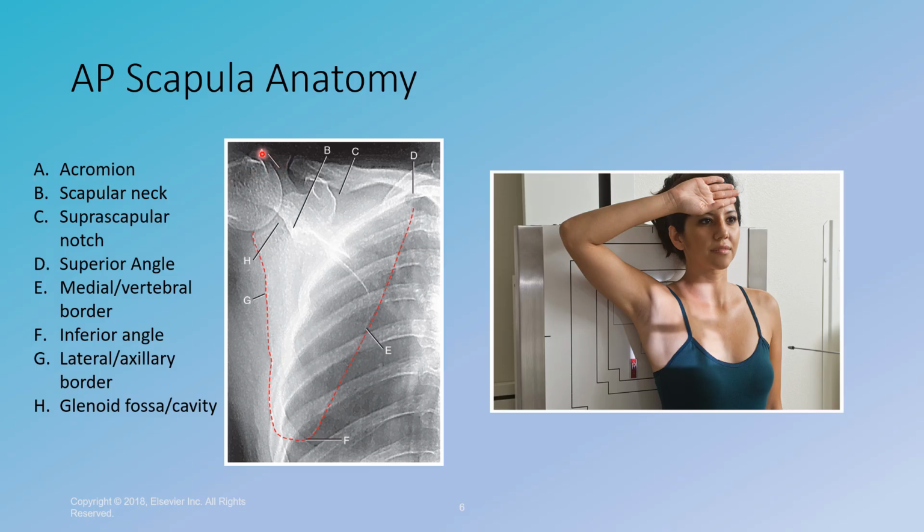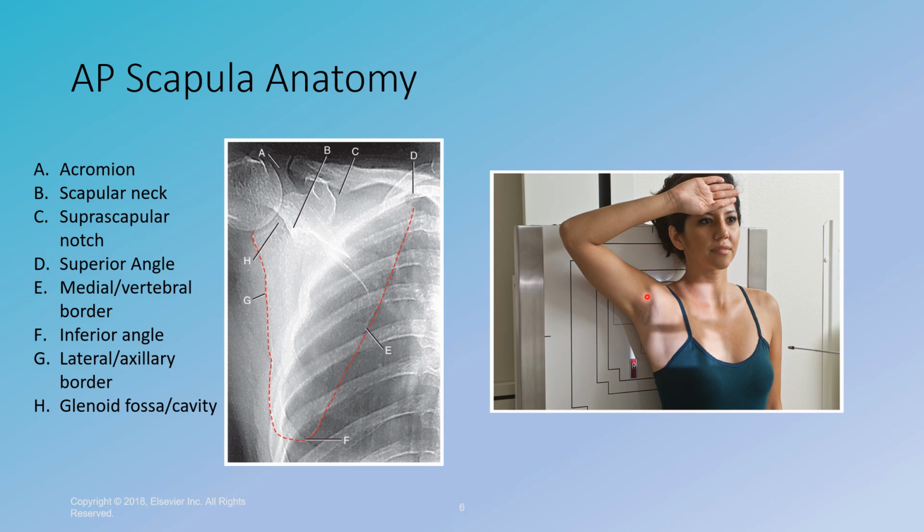This is the acromion process. You've got the scapular neck. C represents the suprascapular notch. D represents the superior angle. E is the medial or vertebral border. F is the inferior angle. G is the lateral or axillary border. And then H is the glenoid cavity or the glenoid fossa.